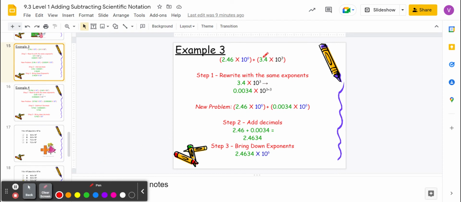Now all I'm doing is rewriting this value. So I have 0.0034 times 10 to the 6th. Now I have a completely new problem. I notice that these are both raised to the 6th power, so I can add my decimals and then bring down my 10 to the 6th power because they are the same exponent. In this particular case, they rounded, but you don't have to do that.